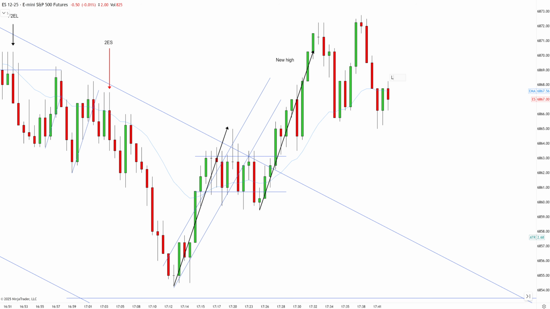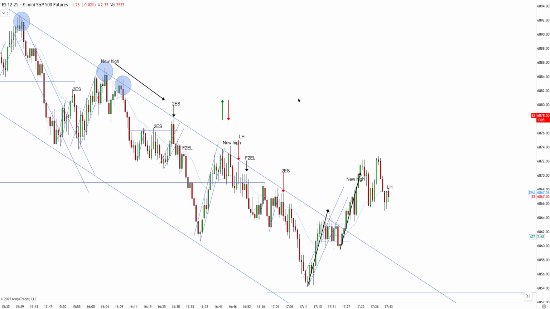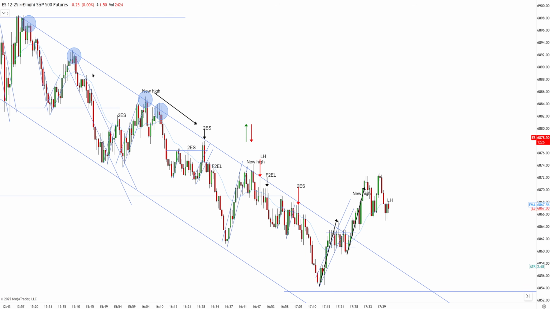pullback was quite strong. Now, why am I thinking about selling even though the short-term price action is trending higher? Well, because it's about the big picture. If I zoom out, I can see that the main bias is bearish, and according to the trendline rule, I expect a new low to be tested right here.